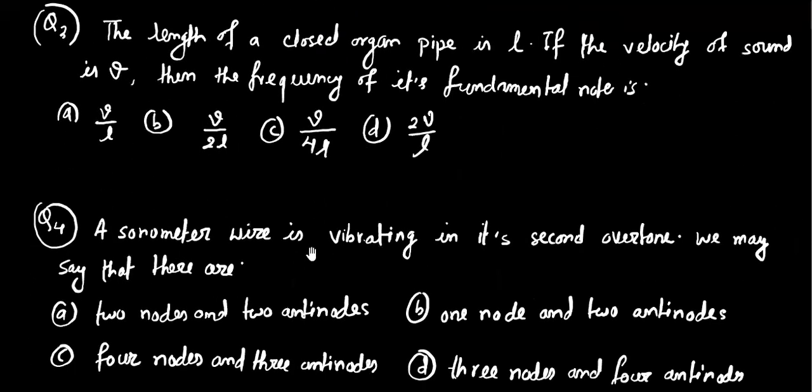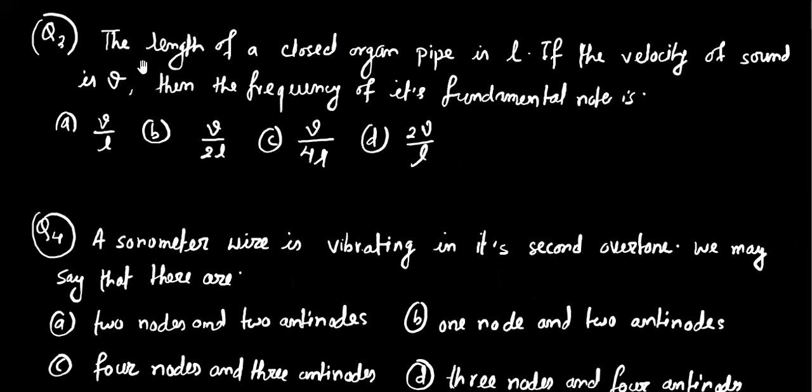Now we are heading to question number 3. The length of a closed organ pipe is L. If the velocity of sound is V, then the frequency of its fundamental note is. This is quite easy, because it is clearly given that the nature of the pipe is a closed organ pipe. That's why we can say that for the fundamental mode the frequency is V by 4L. So option 3 is your correct option.